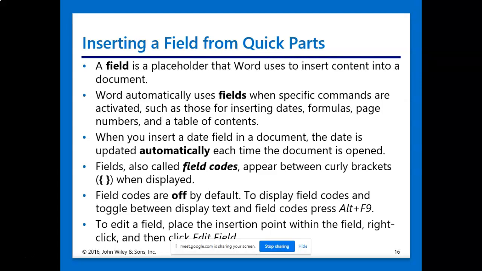Each time the document is opened, fields, also called field codes, appear between curly brackets when displayed. Field codes are off by default. To display field codes, you can use Alt F9. This is in Microsoft Word. To edit a field, you will place the insertion point within the field, right click, and then click Edit Field.